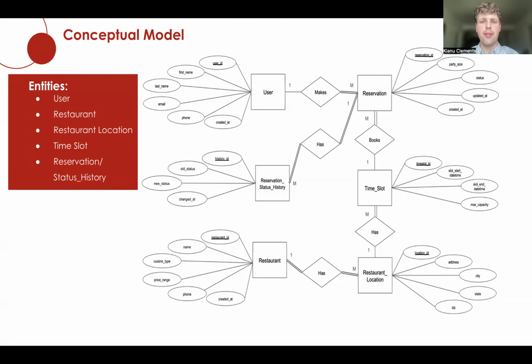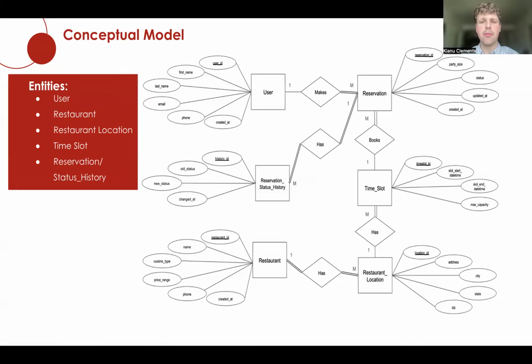So if we start with the user entity, this represents the diners who interact with the platform. Each user has attributes like name, email, phone number, and the date that their account was created. For the restaurant entity, this stores information about each restaurant, such as the restaurant name, cuisine type, phone number, and the price range.